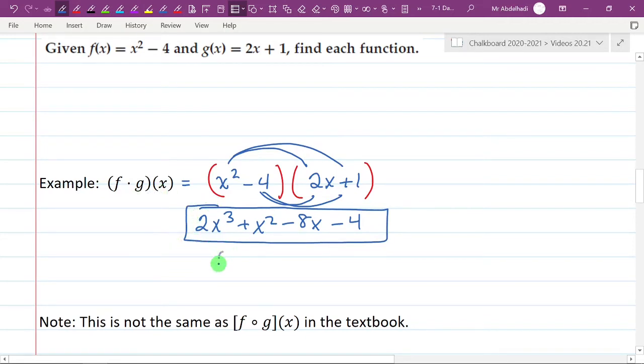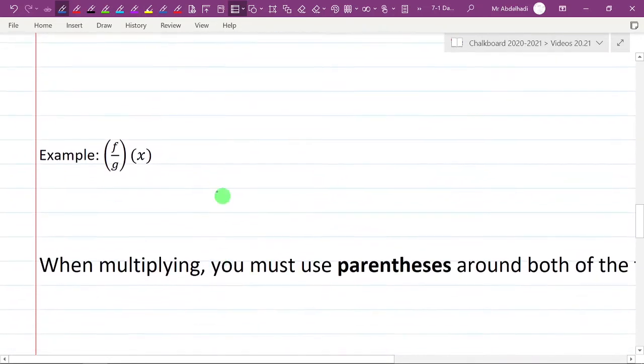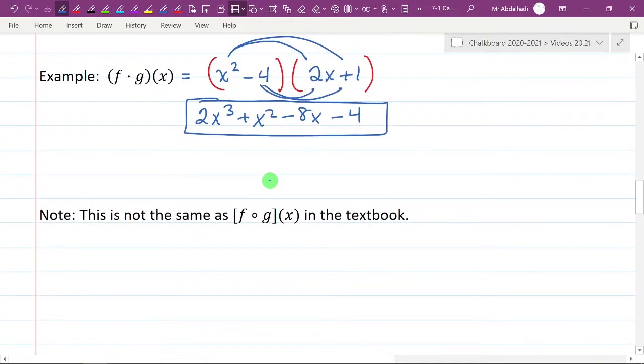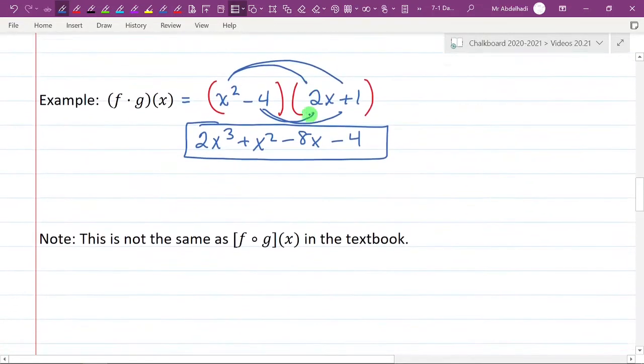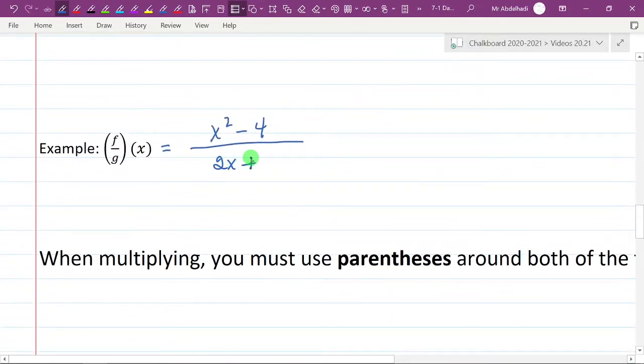Finally, there's division. And the notation for division is f over g of x. So when you see this f over g, they're asking you to divide. And the first step is actually pretty simple. Whatever f of x is, put it on top, and whatever g of x is, put it on the bottom of a fraction. So the functions were x squared minus 4, that was f of x, and g of x was 2x plus 1. Now, there's a couple of things you have to do after you stack them like this. So stacking is the first step. If this was a 3-point problem, you get the first point for doing that.